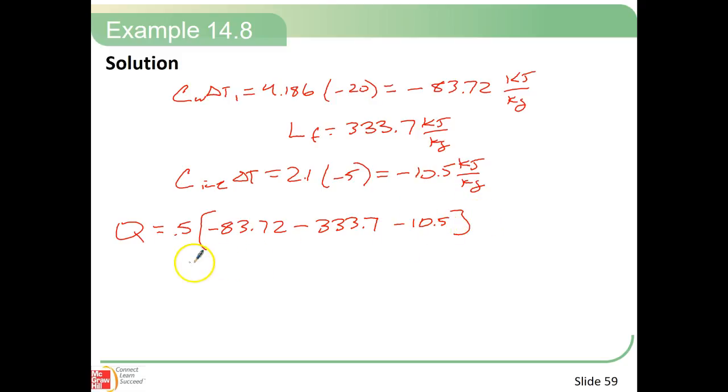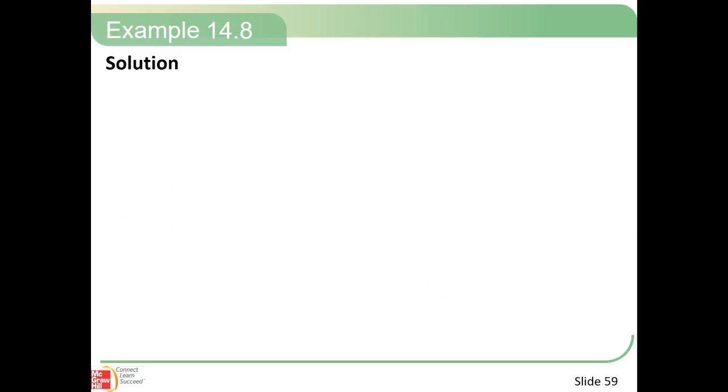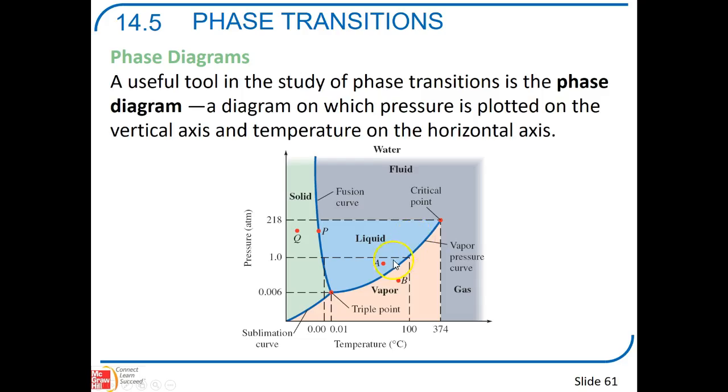So when we're done, we should end up with -214 kilojoules. That just means I have to remove 214 kilojoules of heat. So 214 kilojoules of heat flows out of the system. And that system would be the water, which then becomes ice. So that is a really good problem to do to help make sure you understand what's going on.